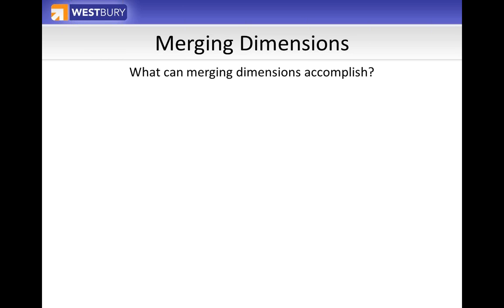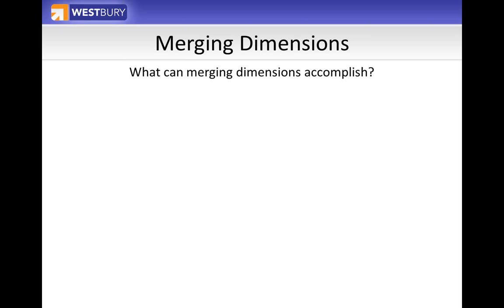And merging dimensions, so basically taking two dimensions from two different queries in Web Intelligence and bringing them together in the report and saying these two are now merged together into one, is how we handle bringing together the data from multiple sources in one report.